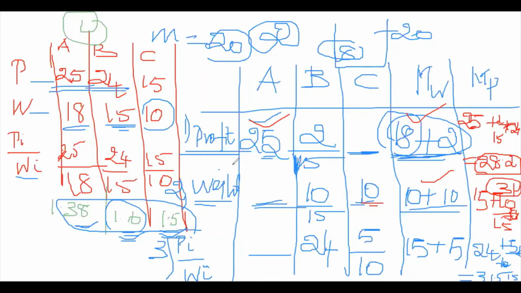The first one's profit is 28.2. Second one is 31. The third one is 31.5. So what is the solution for the given problem? The final answer is 31.5. It's clear? 31.5. So for item 1, the maximum profit criterion, the answer is 28.2.